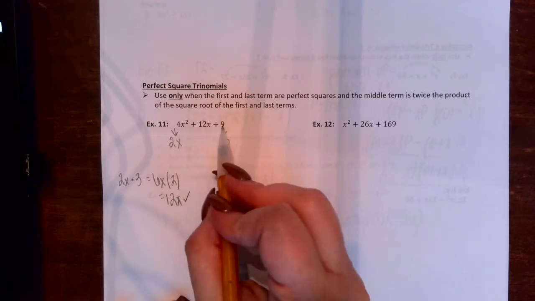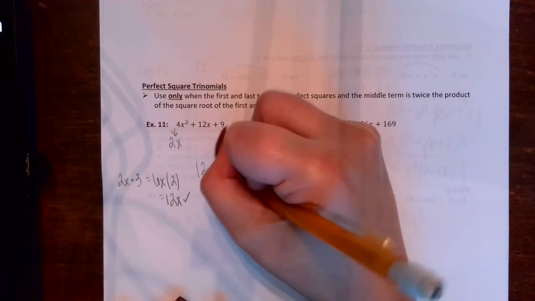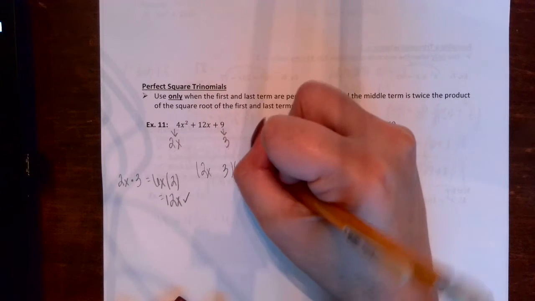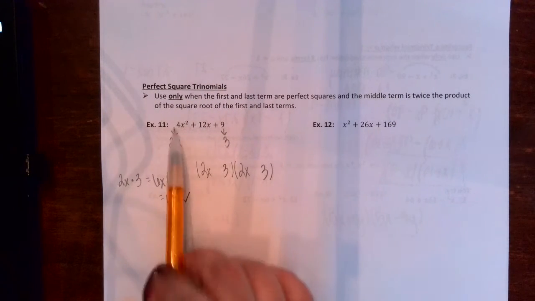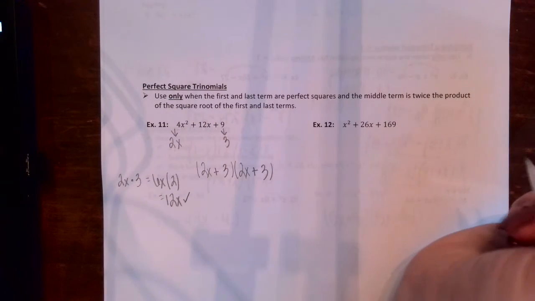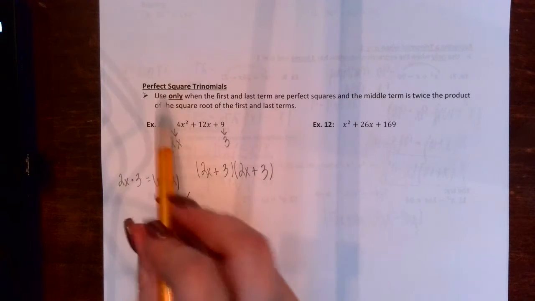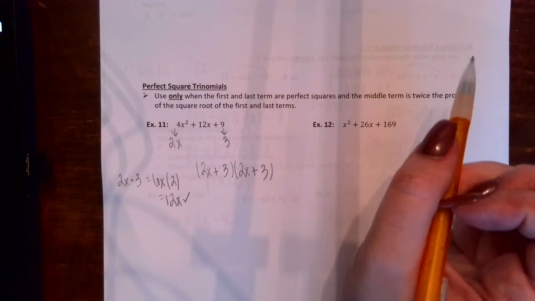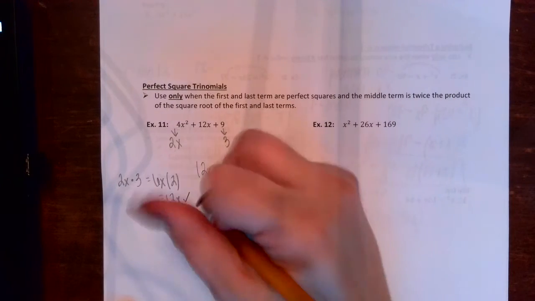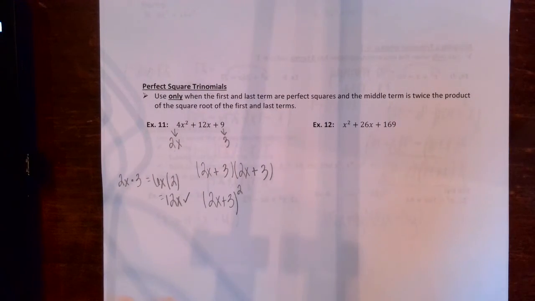So here I'm going to take my square roots of my first term and then square root of my last term. And then here you're going to follow your signs. So since this is a plus, these both need to be plus signs. Notice those are the same factor. That will always happen if you're doing perfect square trinomials. Okay, with difference of two squares, we had a positive and a negative. These are going to be the same sign. So here I have 2x plus 3 to the second power.